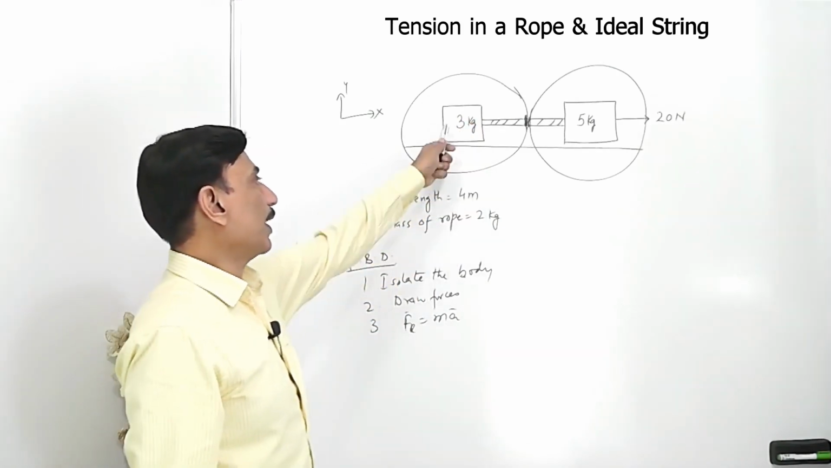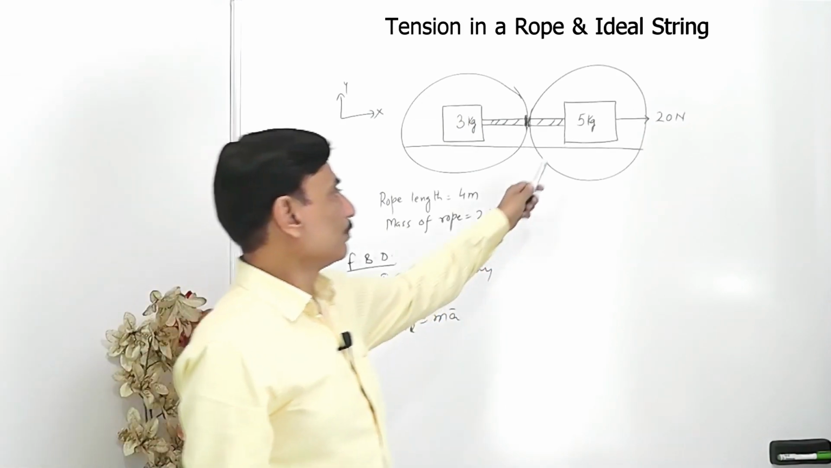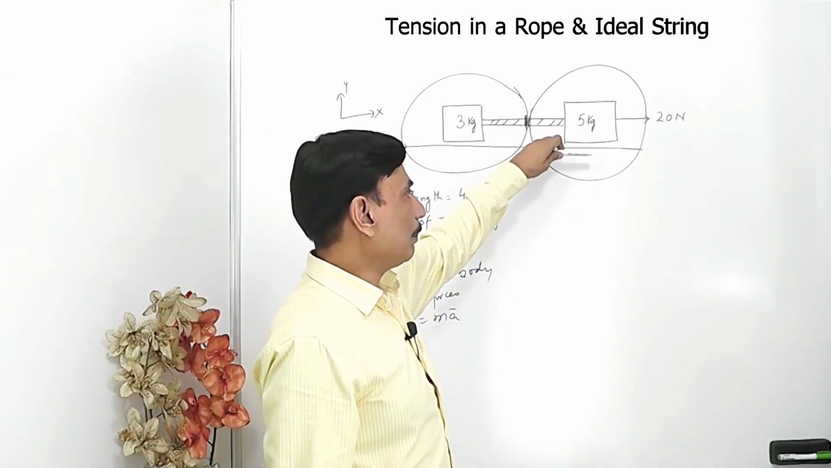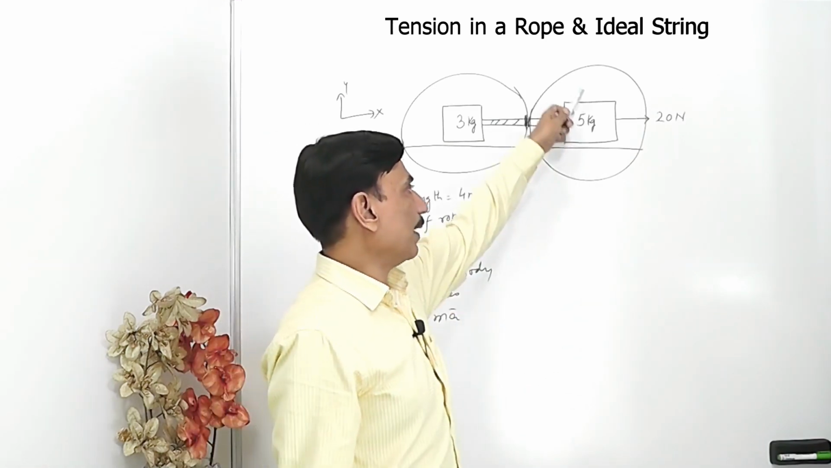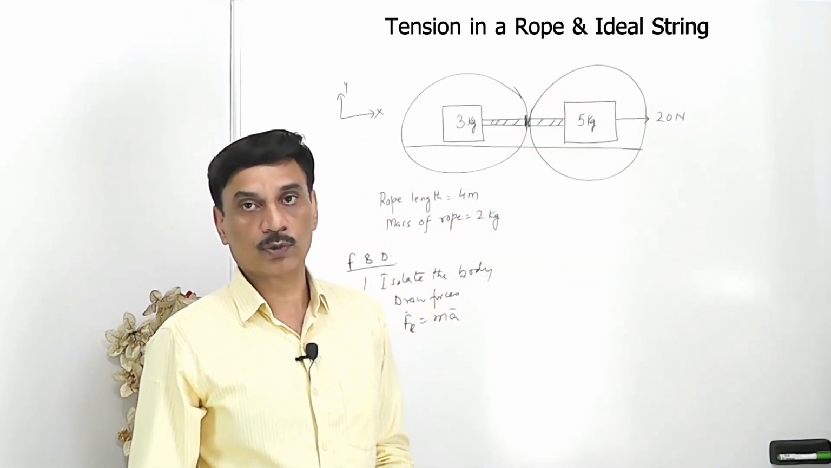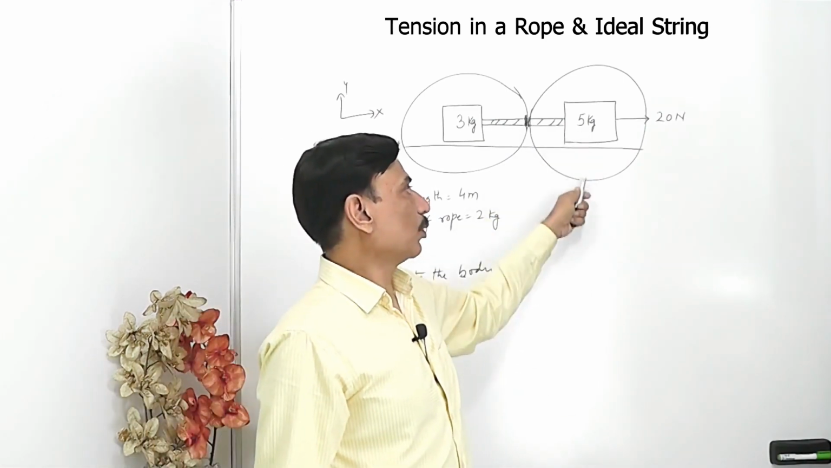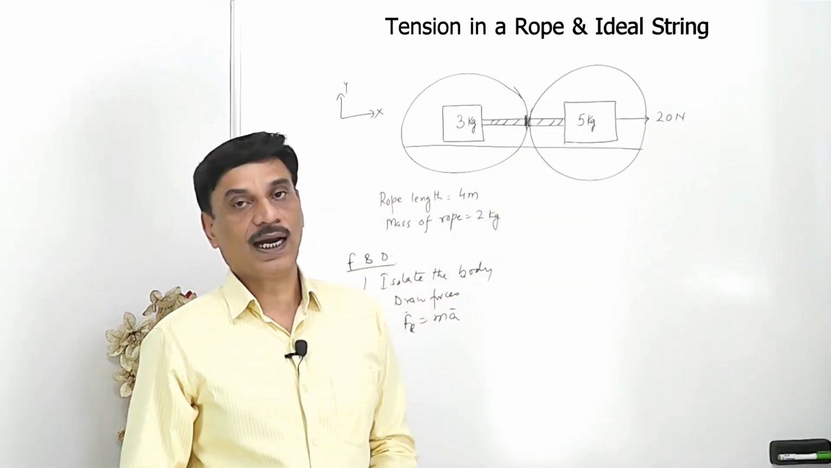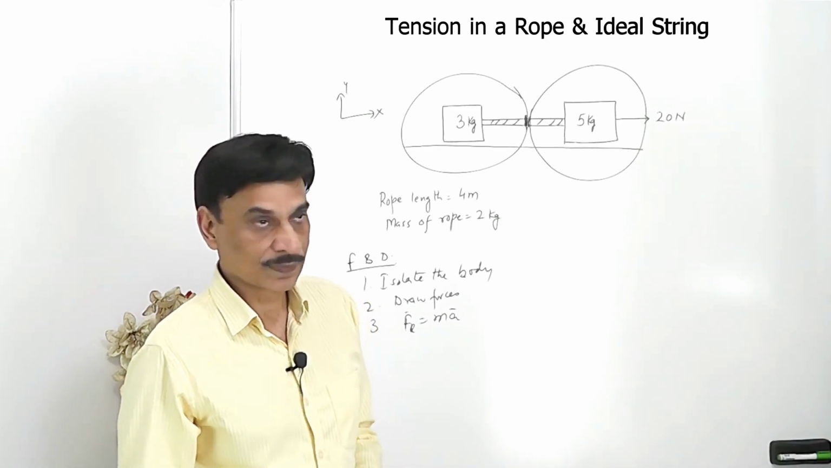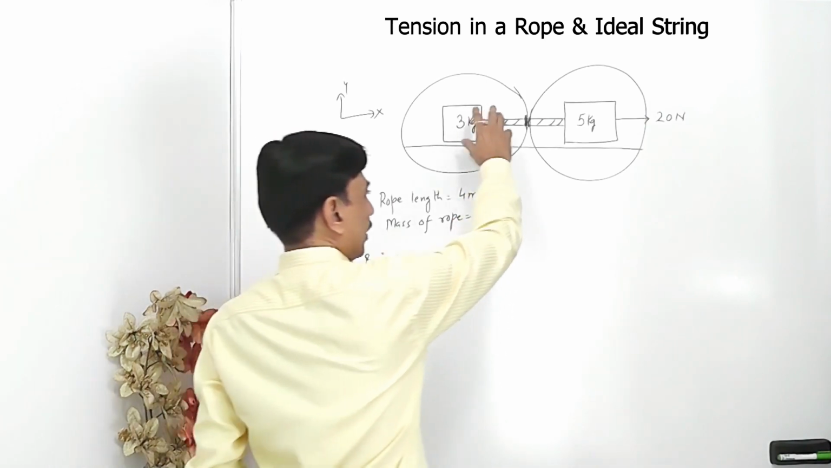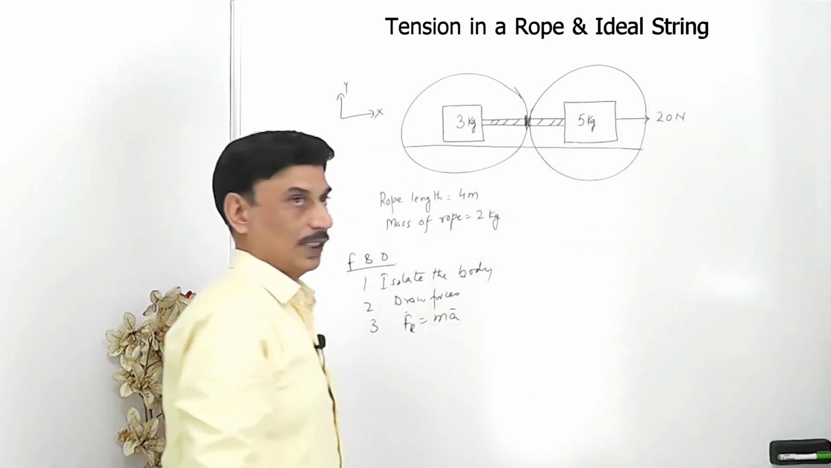So the 30 Newton weight is balanced by the normal reaction. Similarly, the 5 kg block applies a force of 50 Newton onto the surface, and the surface applies a normal reaction of 50 Newton back. The earth's pull and normal reaction get balanced, so there is no motion along the y-axis. The unbalanced force is purely along the x-axis, so let's consider all the forces along the x-axis only.